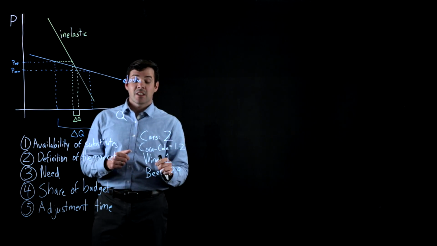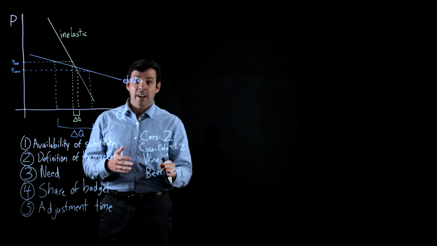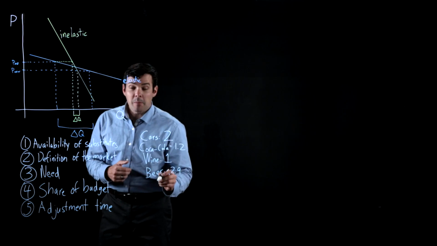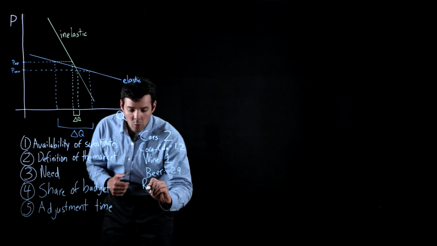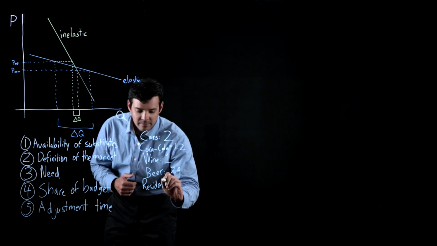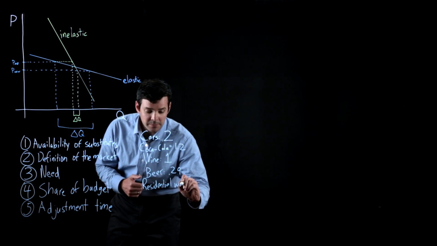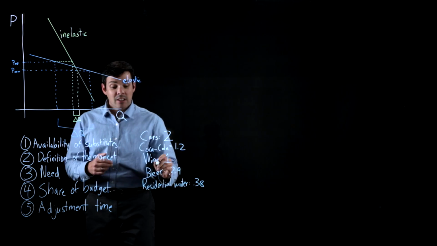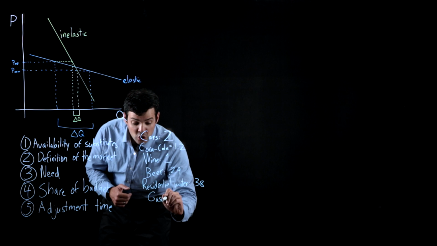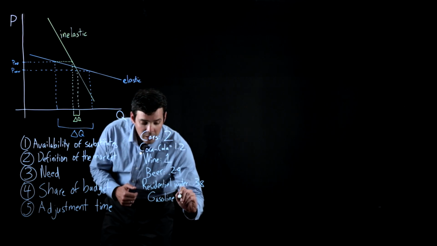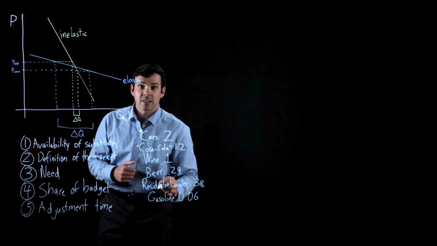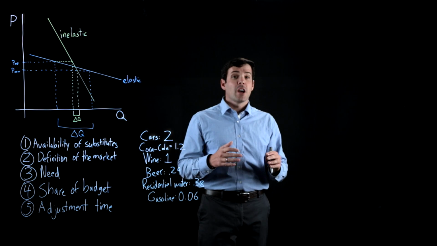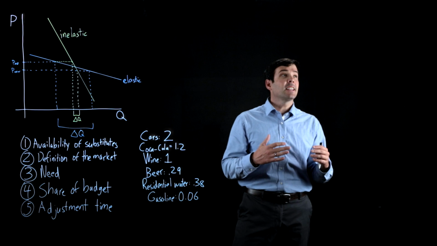So the price demand elasticity of wine is more elastic than it is for beer. In fact, beer is more inelastic than residential water. That is water for home use, which has an elasticity of about 0.38. And gasoline has an elasticity, in the short run at least, that's pretty close to 0.06.